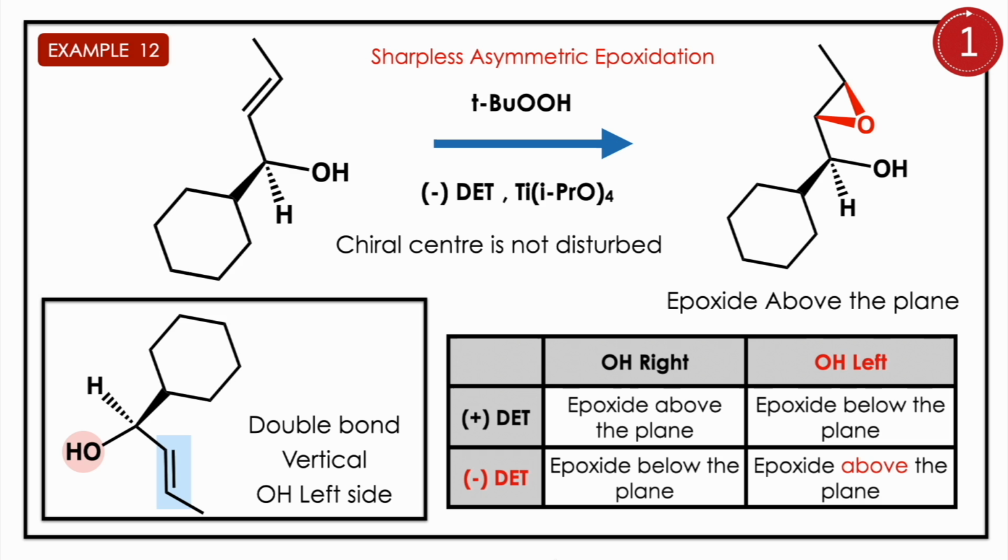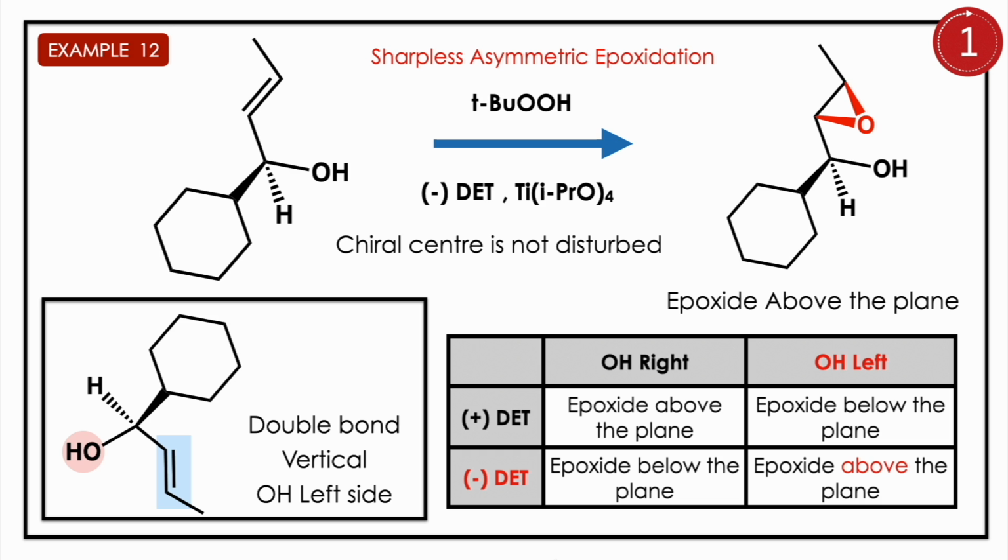So you should bring double bond vertical, OH above. You can clearly see OH is on left side. So OH left side, minus DET you are using, means above the plane epoxide. So you should draw oxygen above the plane.